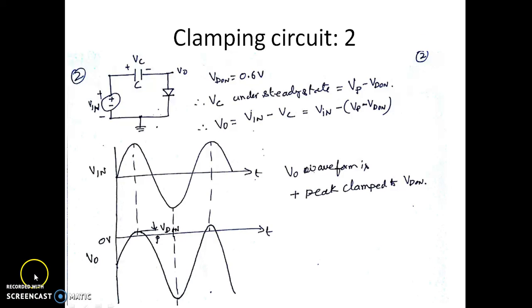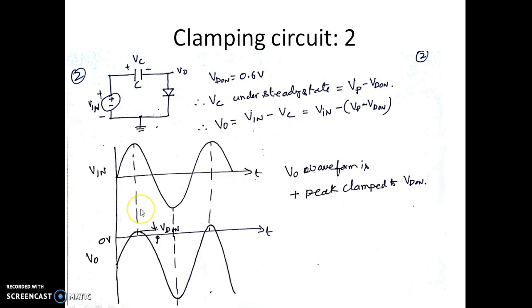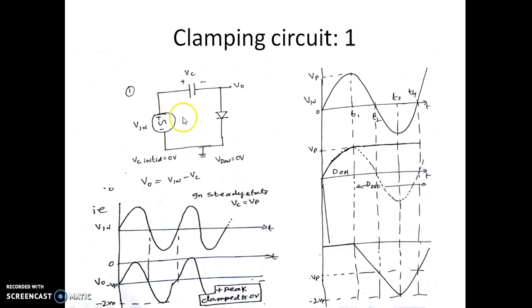Okay, let us continue with a few more clamping circuits in this video. In the previous video we saw the clamping circuit with a diode in this direction, and we assumed that VD1 is equal to 0 volt. We are considering an ideal diode. We found that the positive peak is now clamped to 0 volt, and the output voltage V0, the positive peak, is clamped to 0.